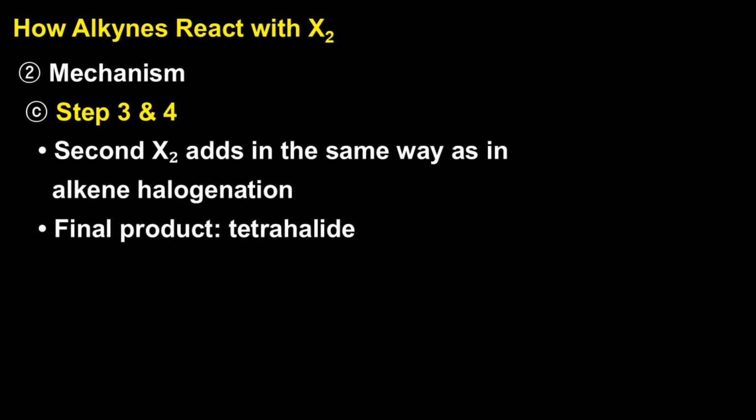Now, what if you throw in another equivalent of halogen? In steps 3 and 4, that second Cl2 reacts just like it would with any regular alkene. You get the same two steps all over again. First, a halonium ion forms, and then a backside attack follows. So what do you end up with? You go from a trans-alkene to a fully saturated tetrahalide, with two halogen atoms on each of the original alkyne carbons.